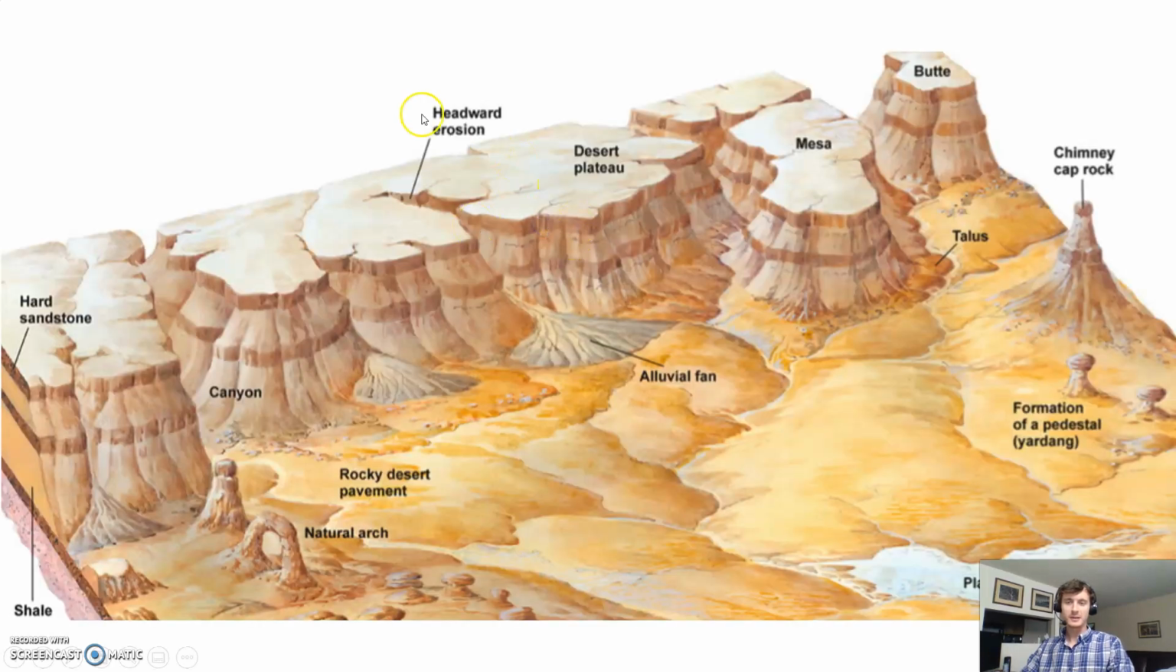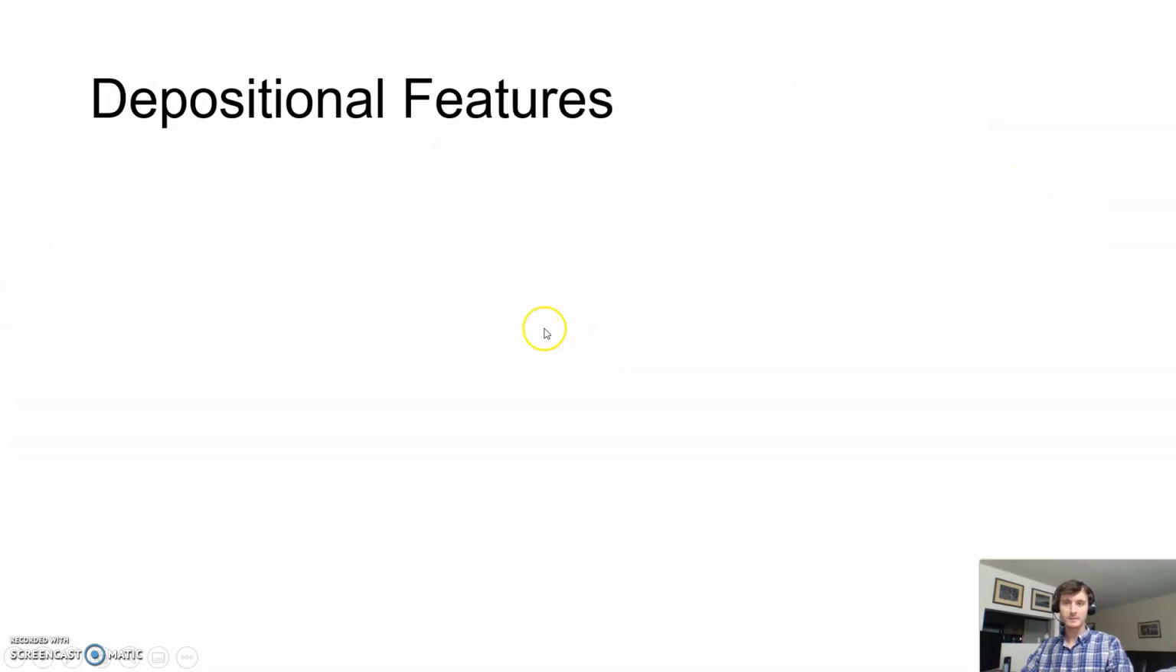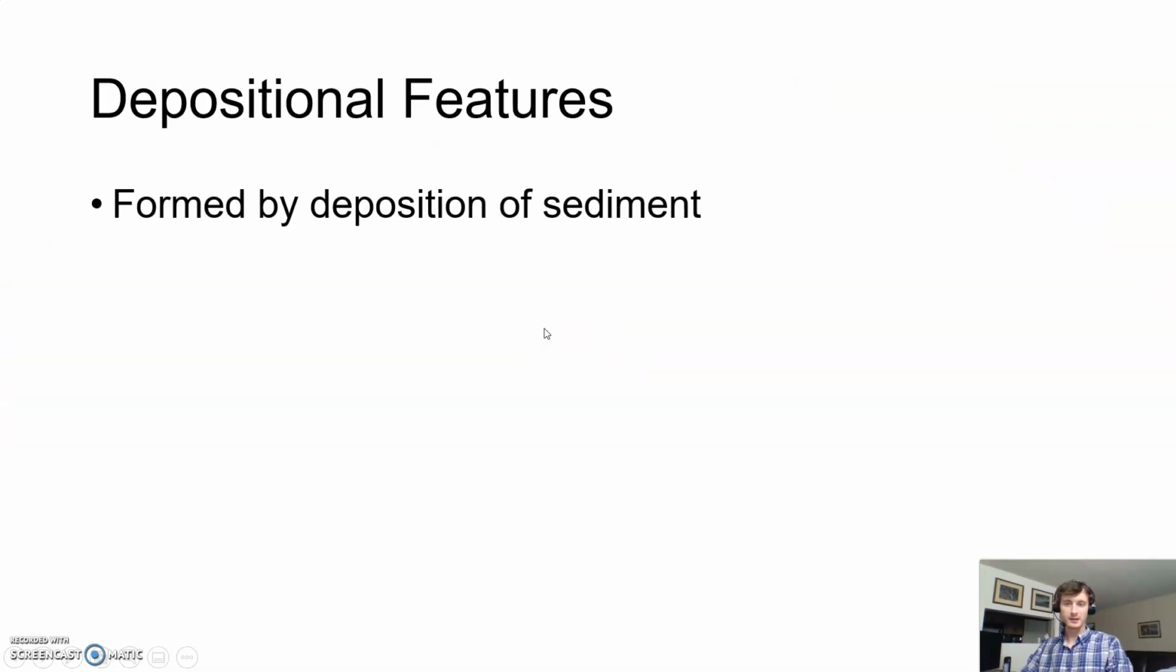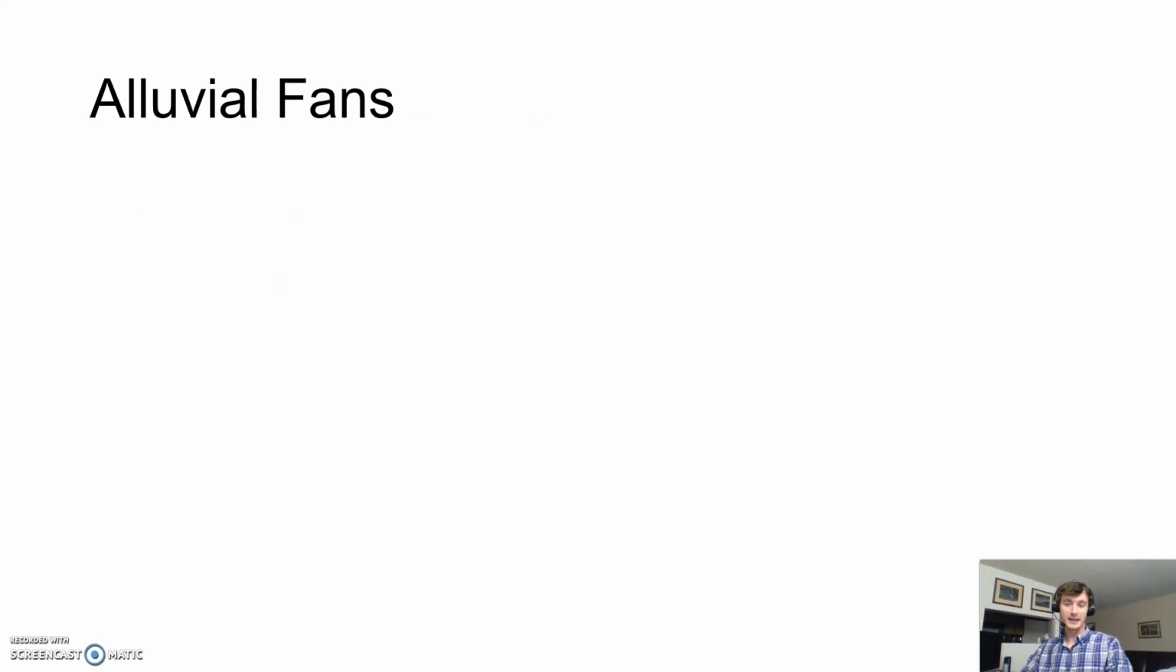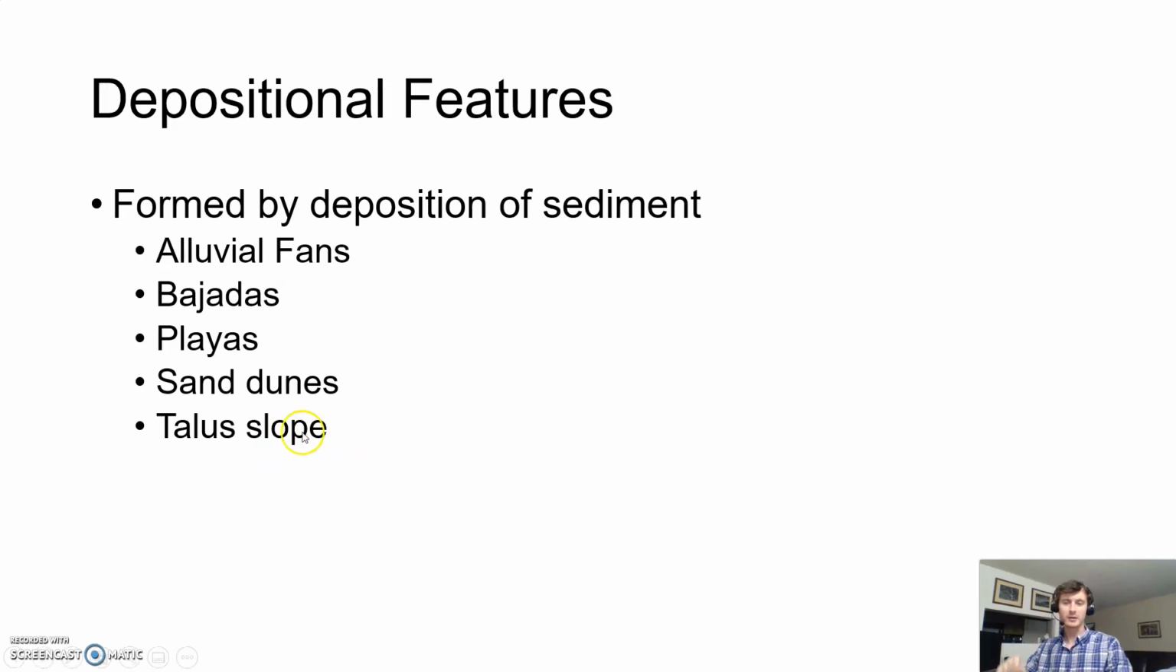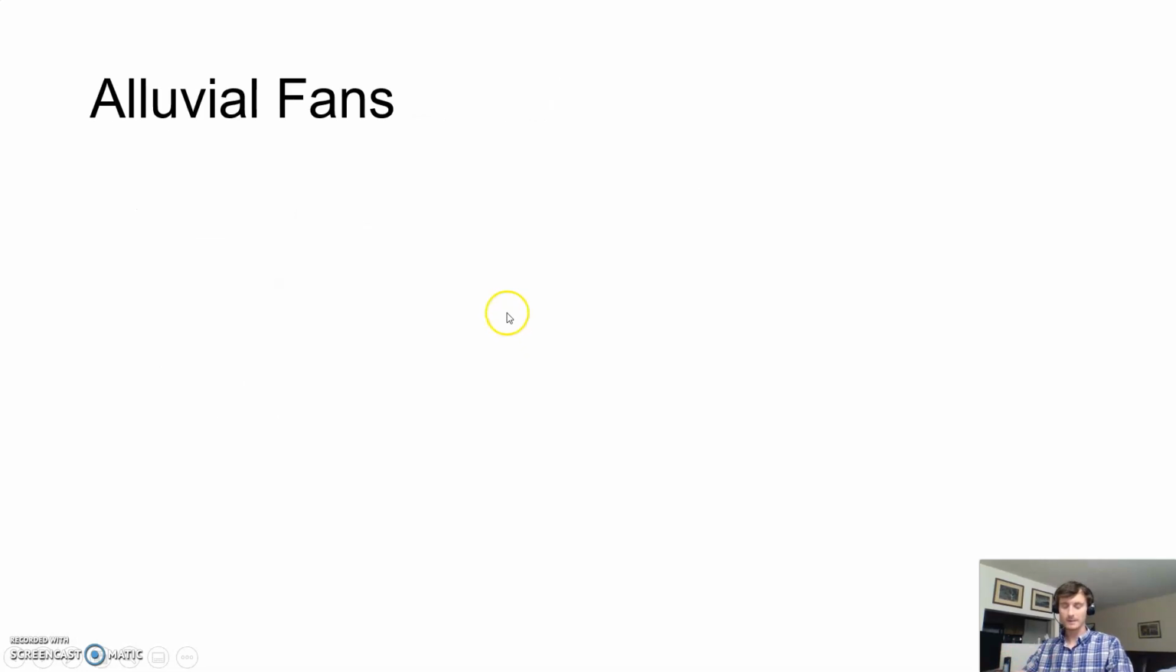So here we're going to talk about the depositional landforms. Alluvial fan, right? We've added material in, deposited material, things like talus. We'll get into these. So what are our features here? They could be formed by deposition of sediment, and include alluvial fans, bajadas, playas, (not playas, that's a different lecture), sand dunes, and talus slopes. These are sometimes called scree slopes as well. Interchangeably, you might see that scree.